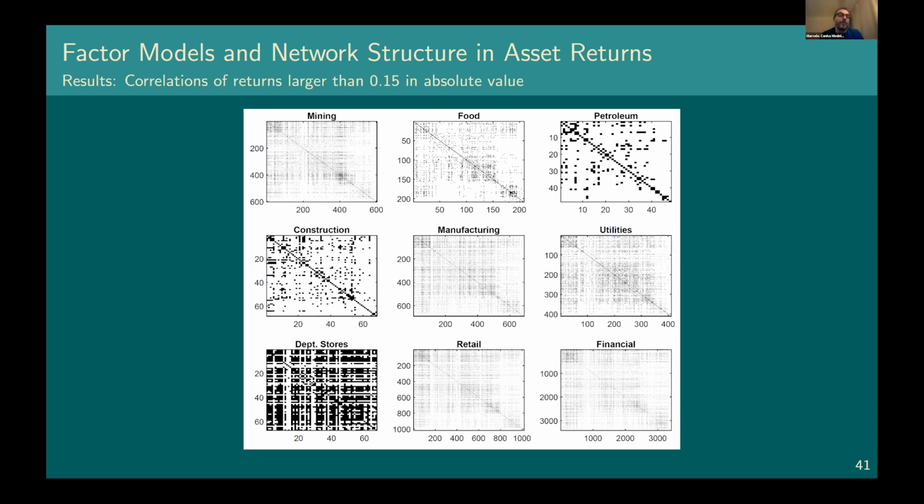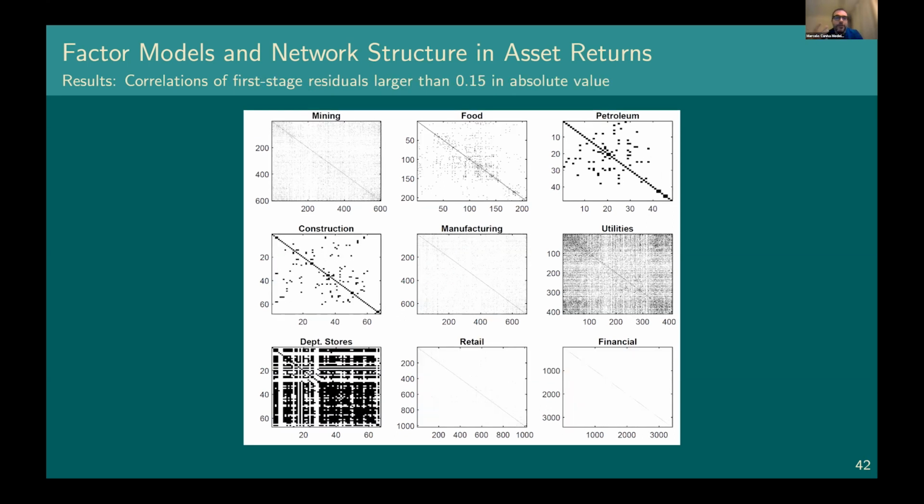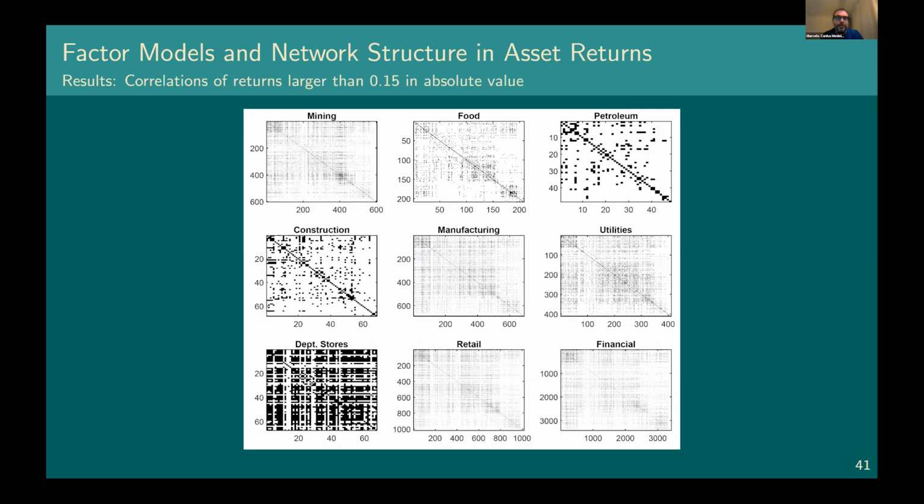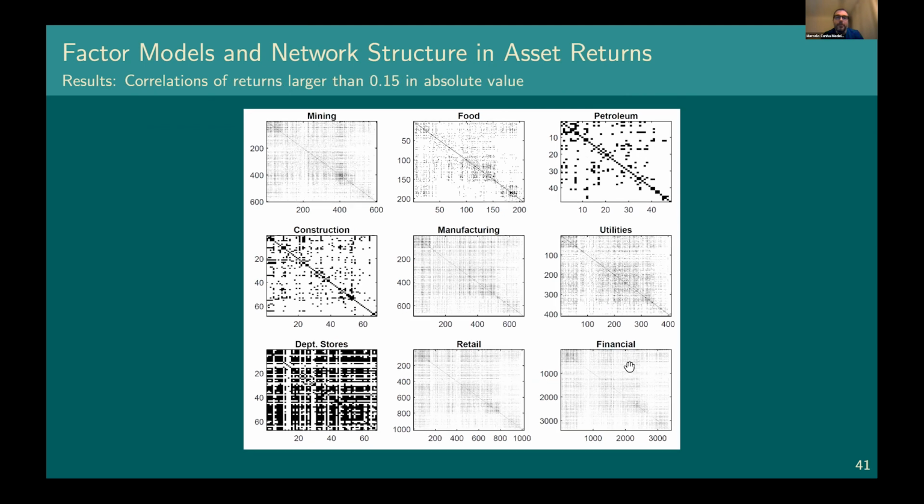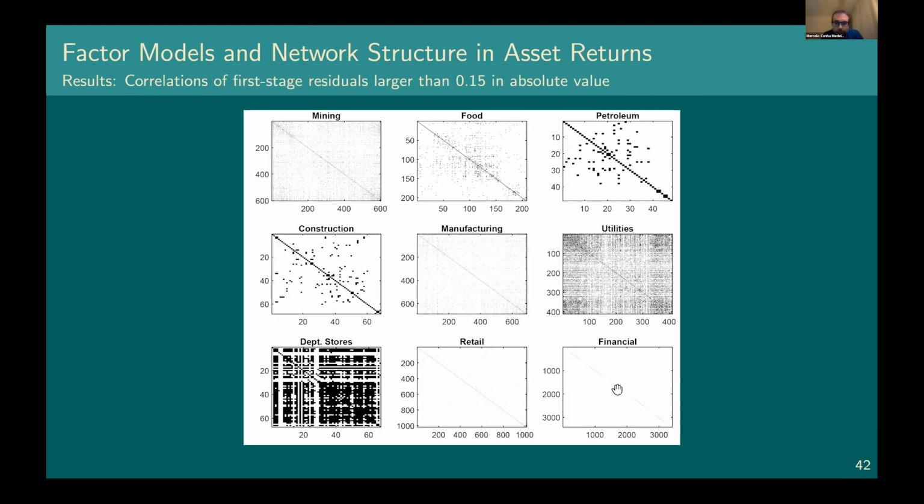So what are we going to do? Well, let's remove the factors. Let's remove the 16 factors and run the first step of our methodology. And that's what we get. If you compare, most of the covariance matrix got smaller. You can see that in mining, food, petroleum, manufacturing, retail and financial it was pretty clear. I don't know if you can see it, but it's almost a diagonal line here. There's nothing else. But for others, like utilities and department stores, there's still some correlation. And also in mining, there are many.